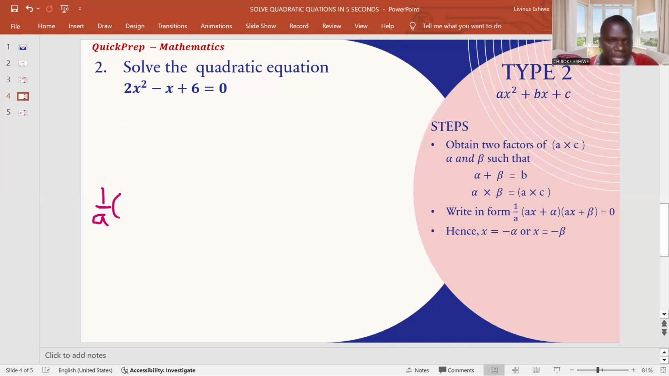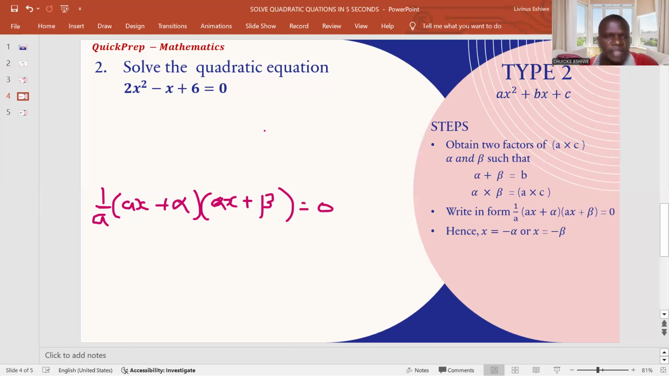Now, in this case, I have ax plus the root alpha. Okay, we have the next one, ax plus the root again, and beta. Please note this is a, not alpha. All right, so at this point, this is just what we need to use to solve it. The formula equal to 0.